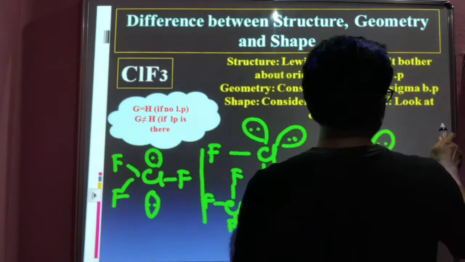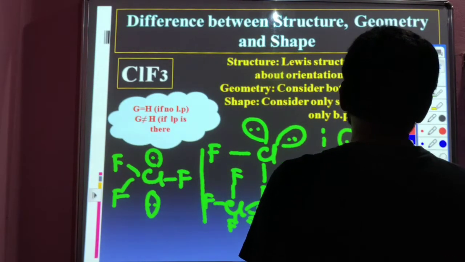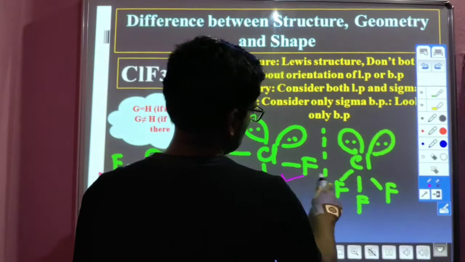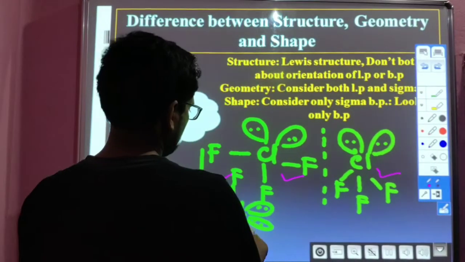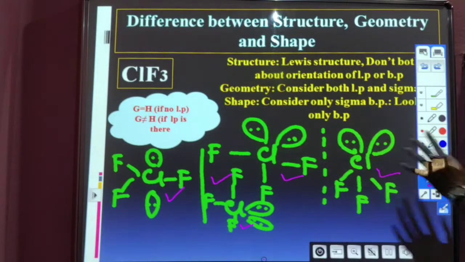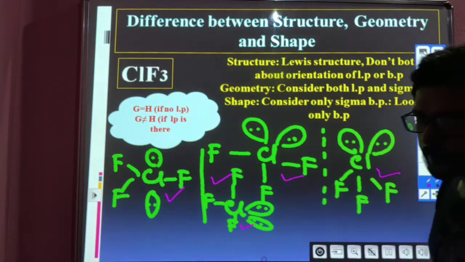See, here all the structures are correct. প্রত্যেকটা স্ট্রাকচারই কিন্তু ঠিক, এটাও ঠিক, এটাও ঠিক, এটাও ঠিক। All the structures are correct. So what do you mean by structure?